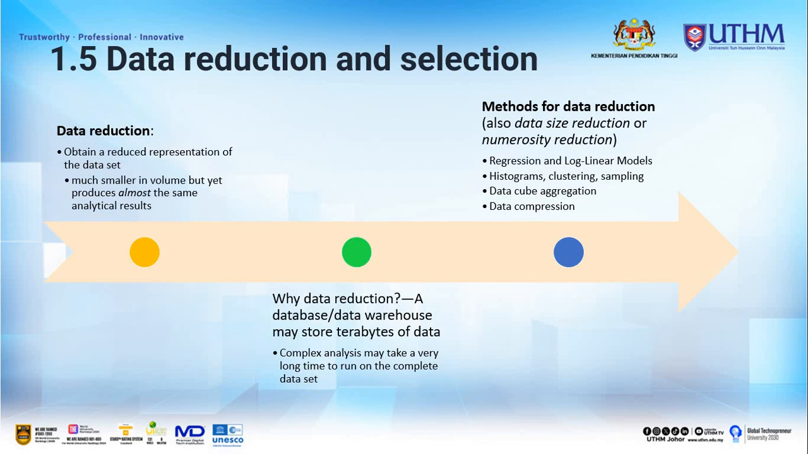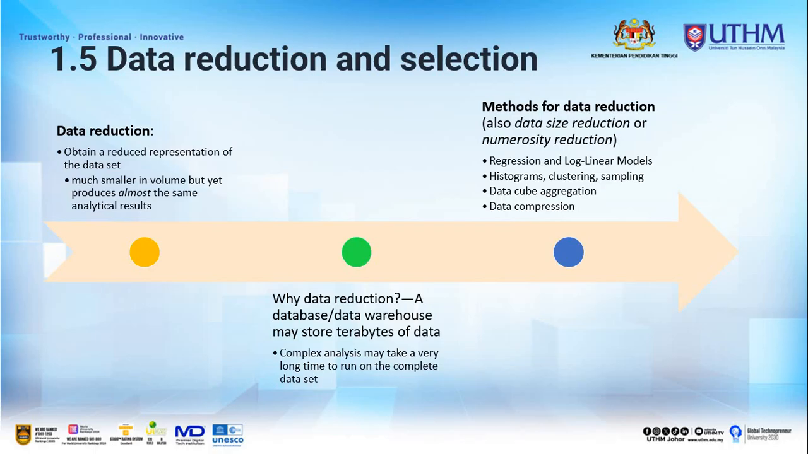The third method is data cube aggregation. It aggregates the data into higher level summaries, for example cubes, for faster querying. And number 4 is data compression. This basically reduces the physical storage size of the data using compression algorithms.